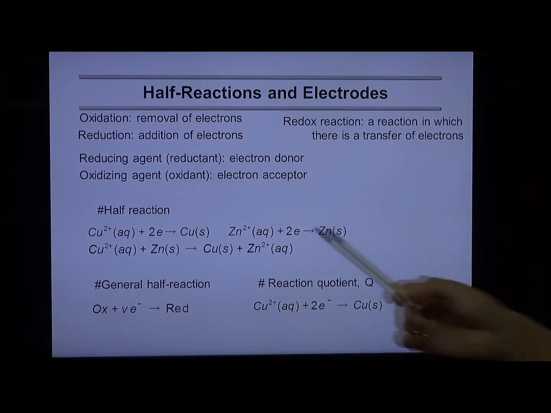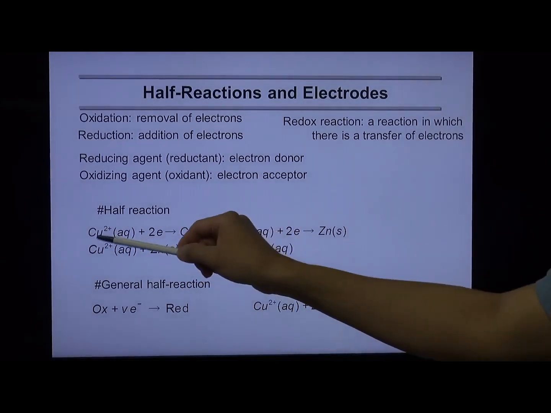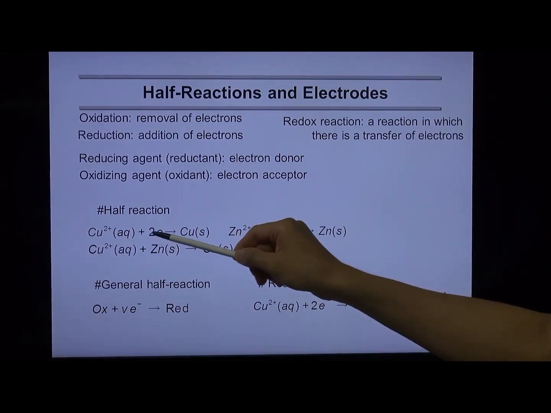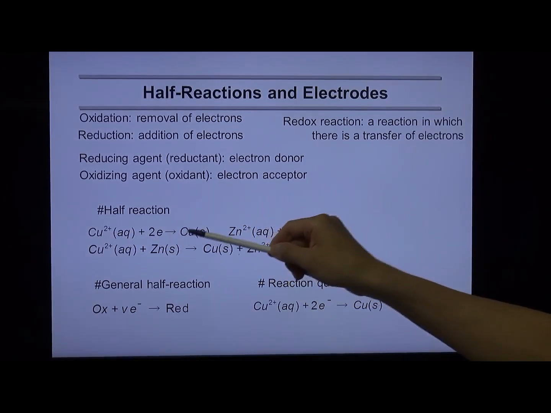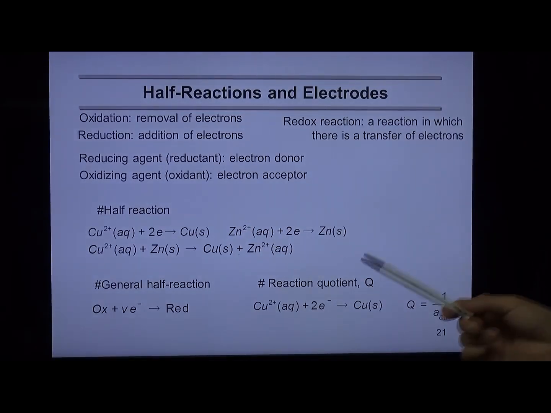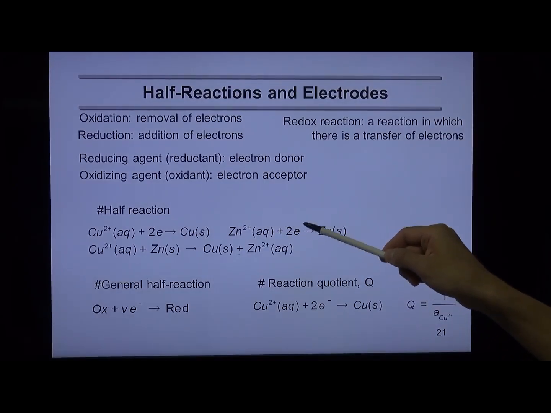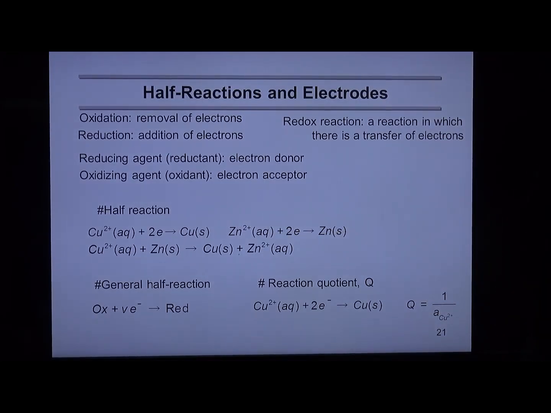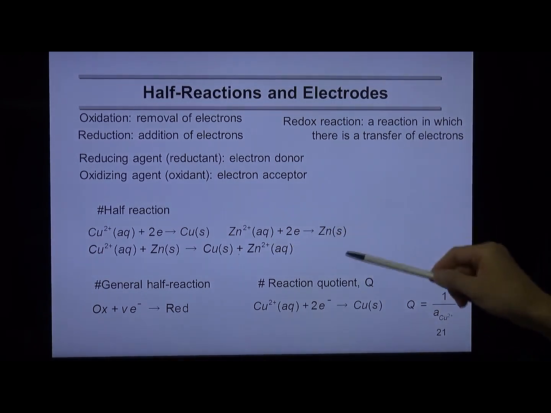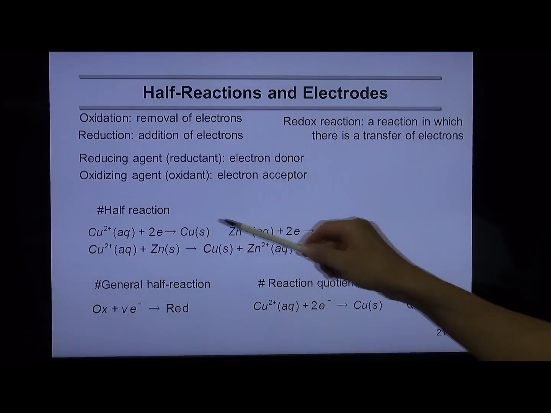For example, the half reaction for the reduction of Cu2+ can be represented as Cu2+ plus 2e- goes to solid copper, Cu. Similarly, Zn2+ plus 2e- goes to solid zinc, Zn. So we basically express all redox reactions as half reactions, as reduction reactions.